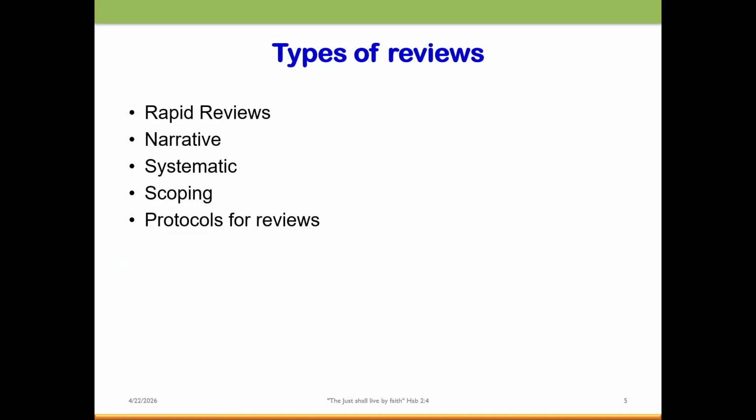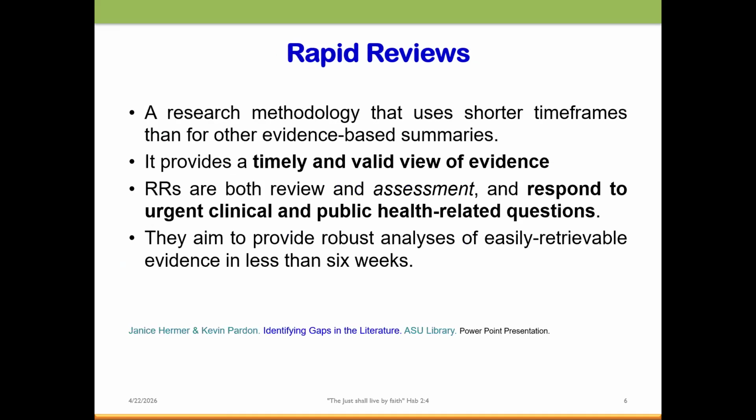Of course, there are different types of reviews. So we have the rapid reviews, the narrative, the systematic, the scoping, and then we also have protocol reviews. Just briefly, when we look at the rapid reviews, you remember the time of COVID-19. People did not know what was happening. People were coughing. So, for us to understand, especially to respond to an urgent clinical or public health related question, we need to get literature.